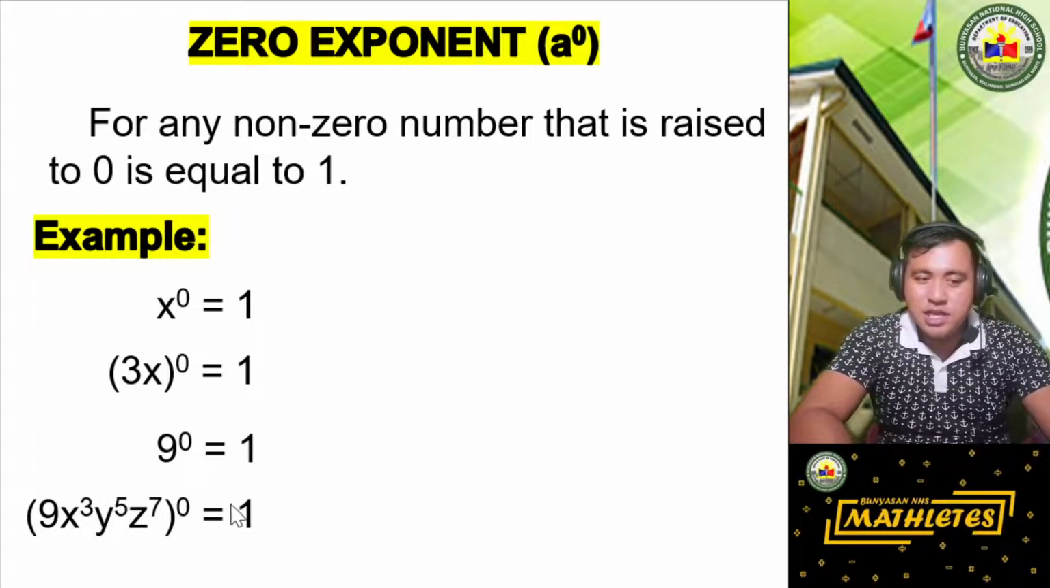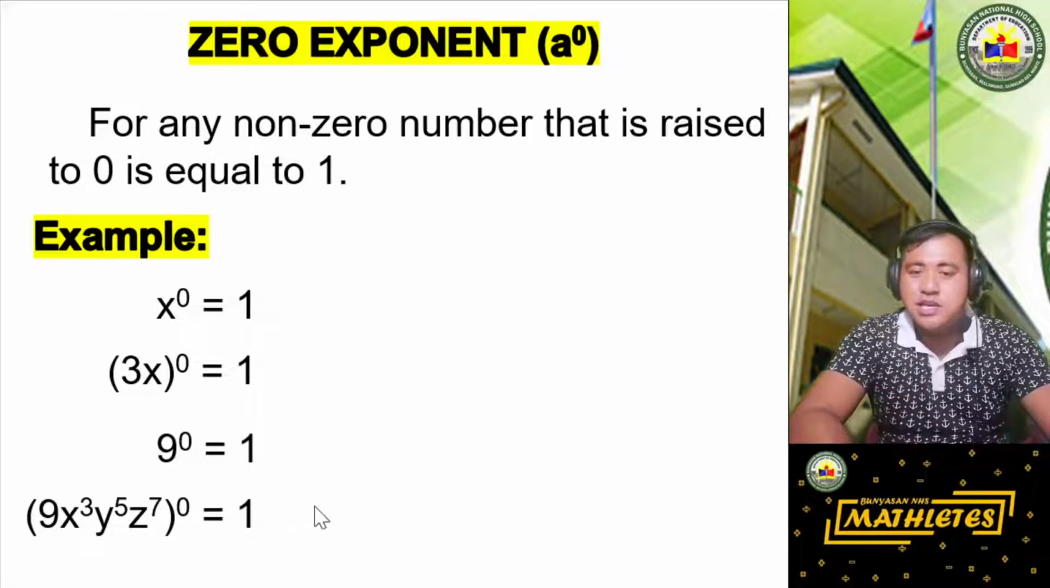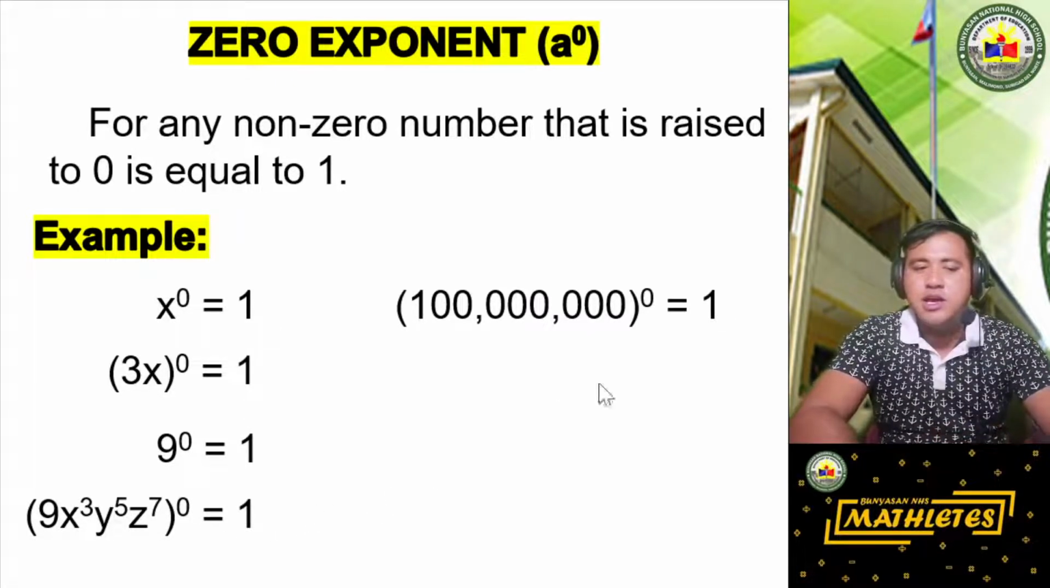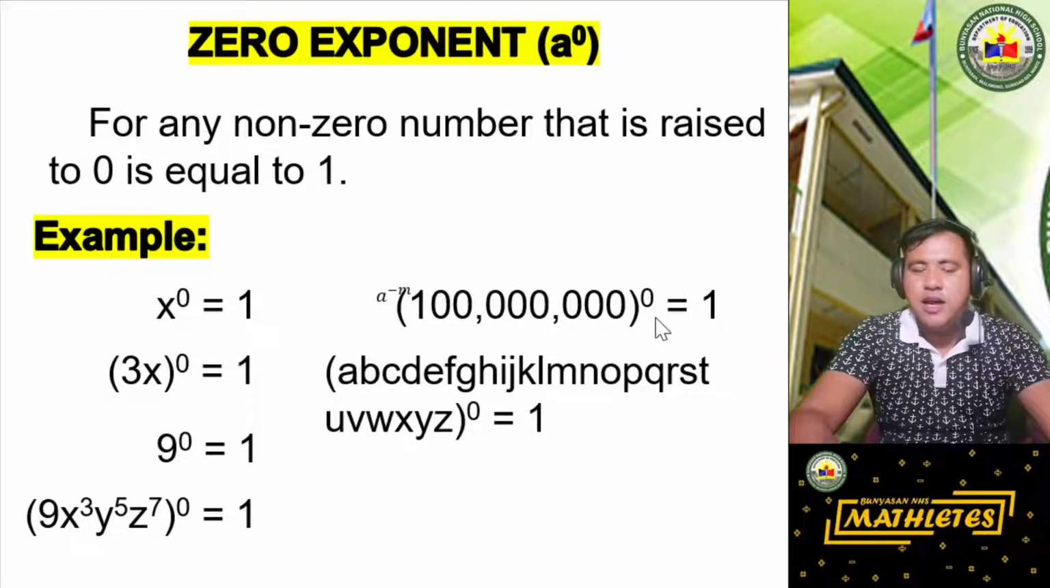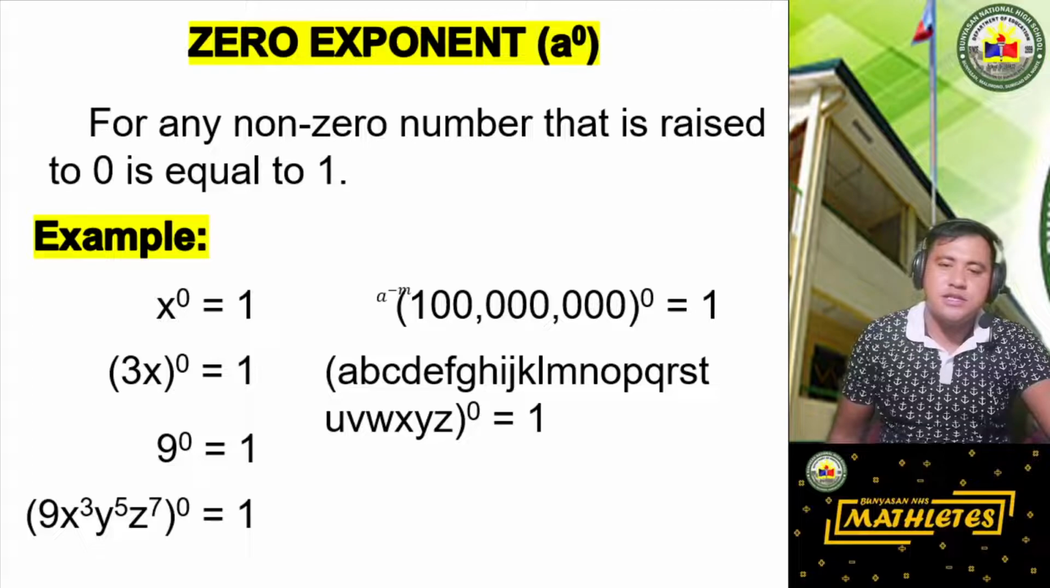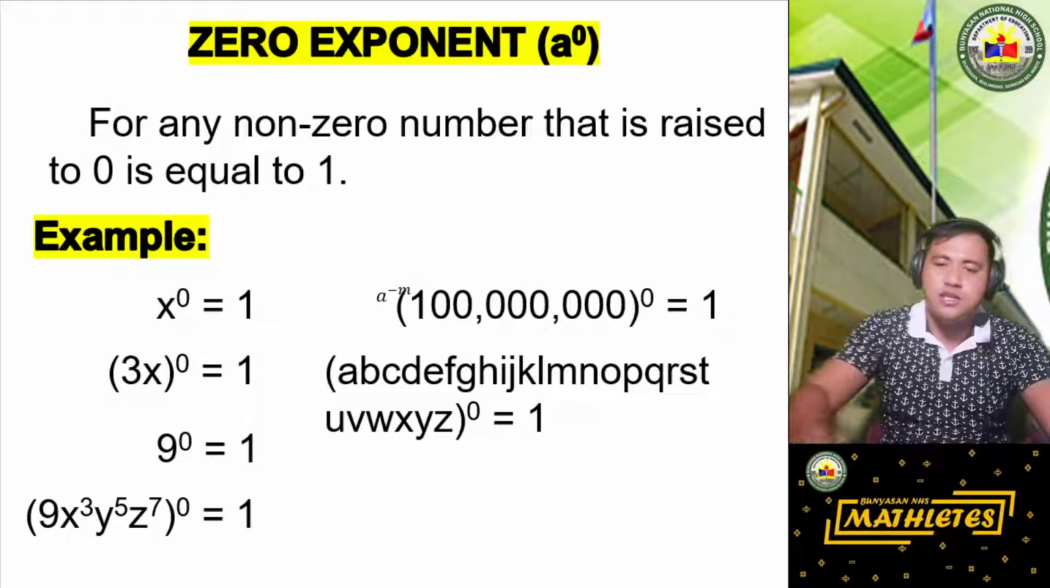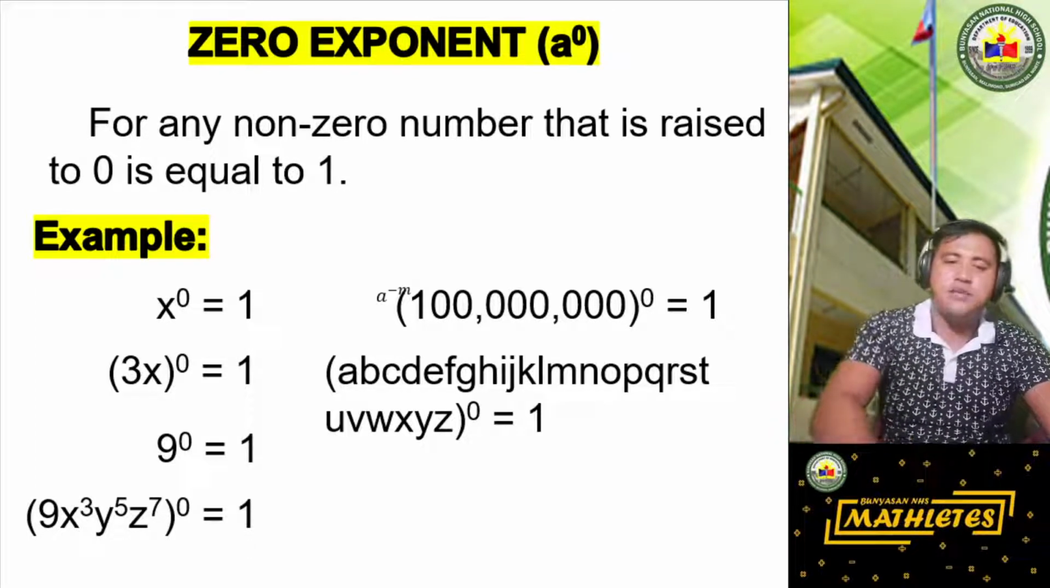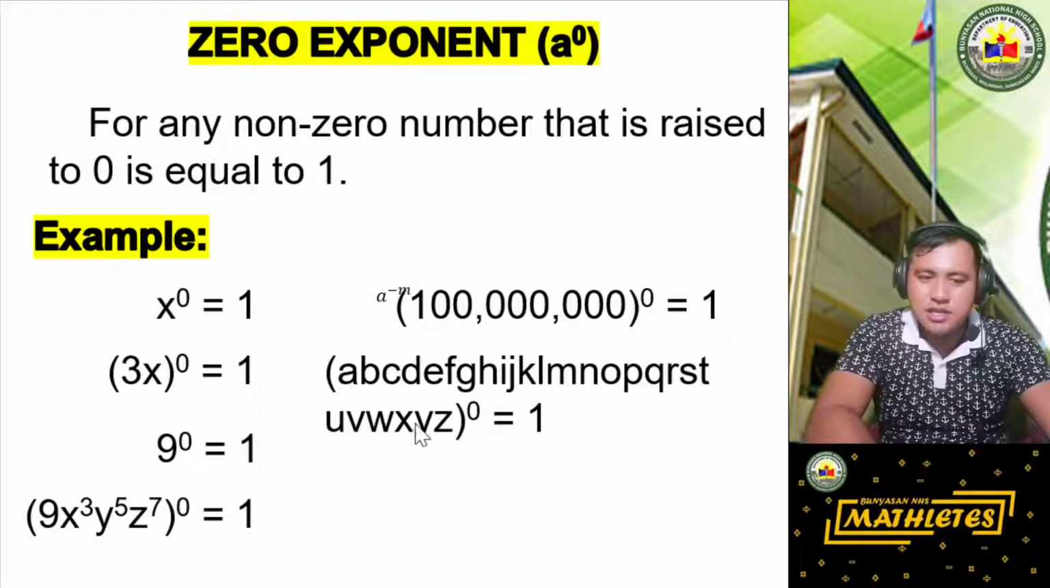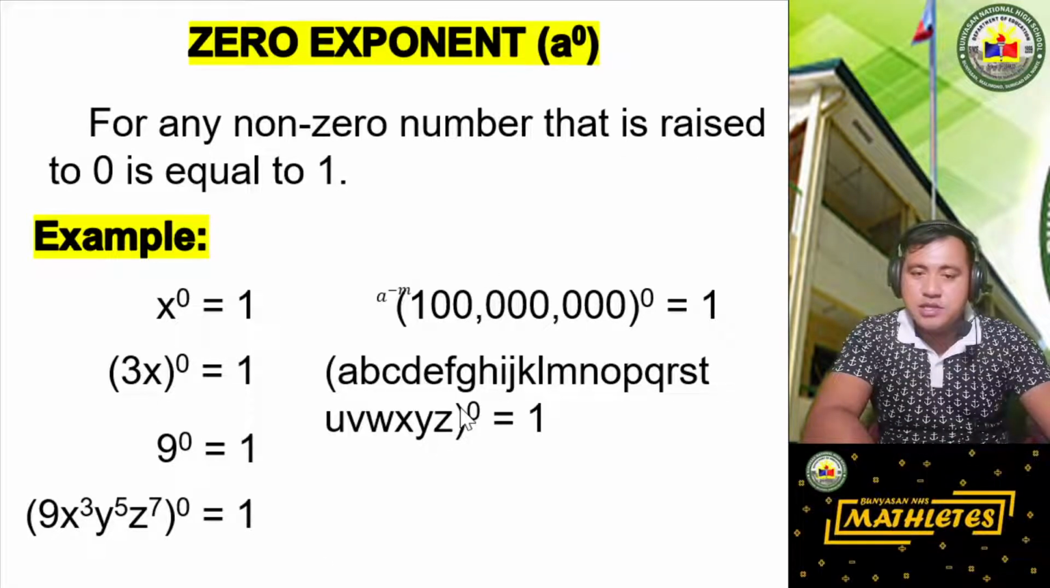So, since those expressions are inside the parenthesis and that parenthesis is raised to 0, it is equal to 1. Another is 100 million raised to the power of 0 is equal to 1. And then all the letters in the alphabet written inside the parenthesis, and the parenthesis is raised to 0, it is equal to 1.